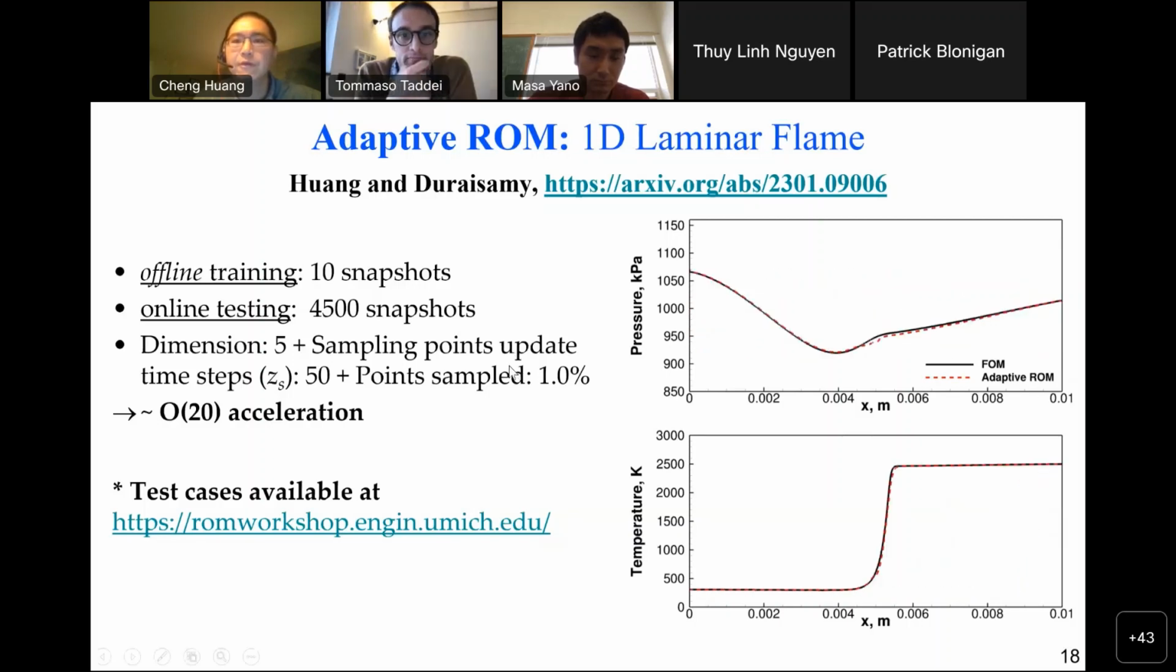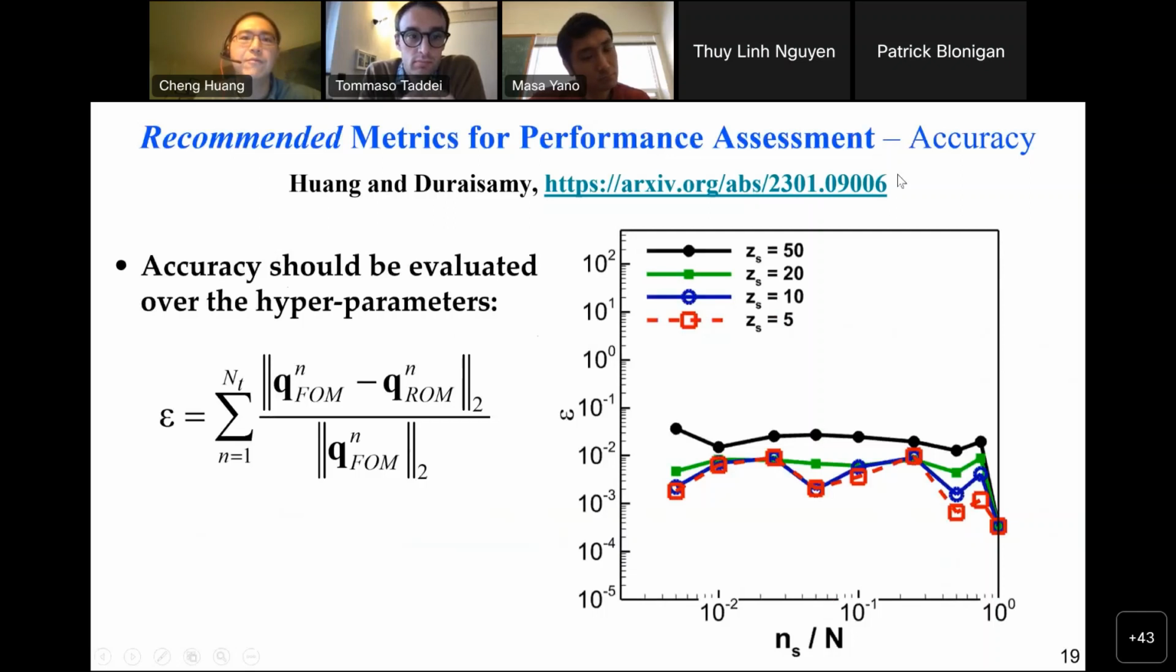But this is just one hyperparameter setting. I think it's going to be important for the performance assessment. Again, I have a three-part performance assessment. The first is obviously the accuracy. Let's set up a testing data set that we want our ROM to predict, and then assess the accuracy on this testing data set. But in addition to just reporting one case, I would recommend reporting the accuracy over different hyperparameters, over different numbers of modes or different numbers of sampling points you use.